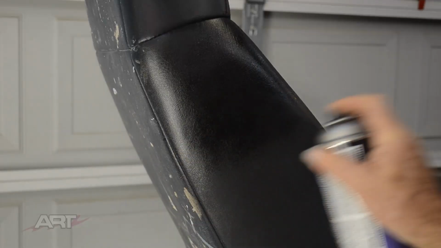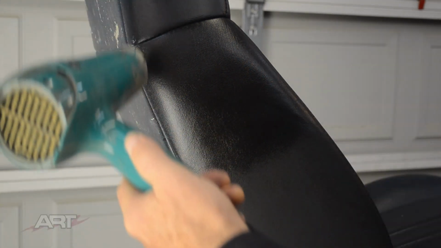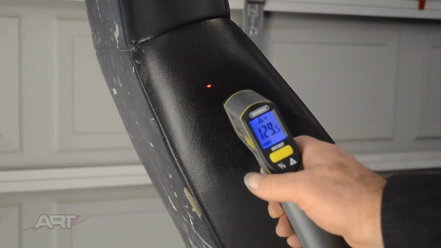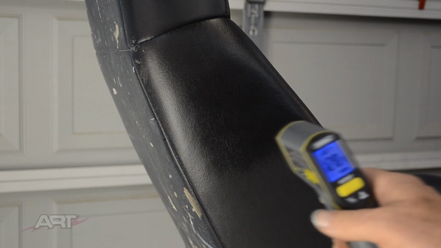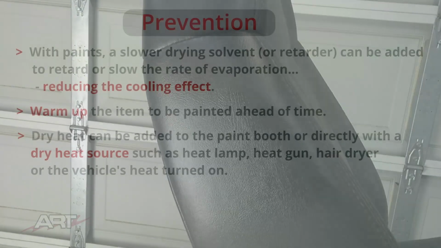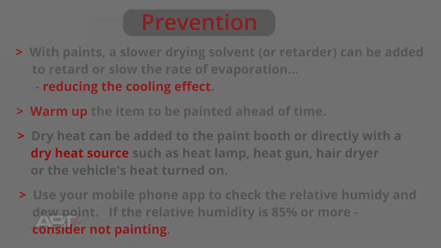On our same salvage seat on the same rainy day, we have sprayed some more paint from the same aerosol can, but we're using a hair dryer to warm up the paint surface, and therefore the air immediately surrounding the paint. And even after some time has elapsed, we still have our target color. So we can use our mobile app to check the relative humidity and the dew point. If the relative humidity is 85% or more, consider not painting. It's often best to wait and do it right.